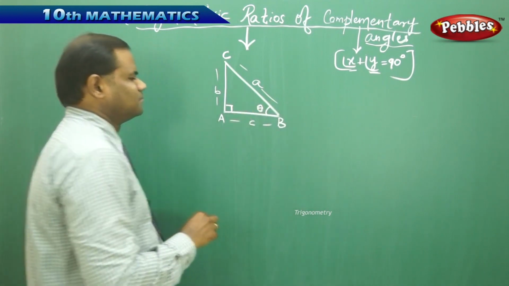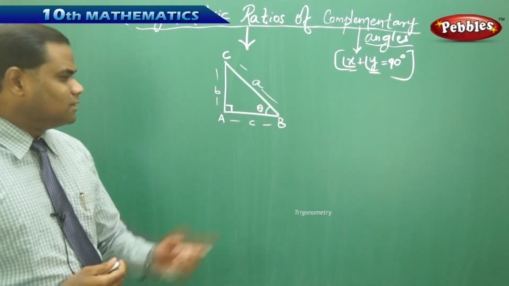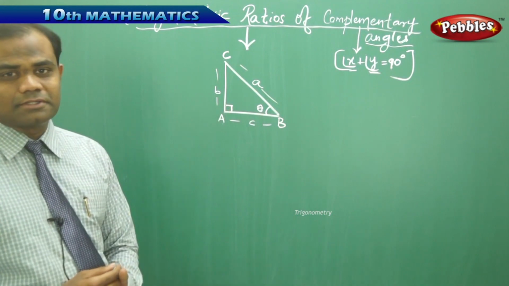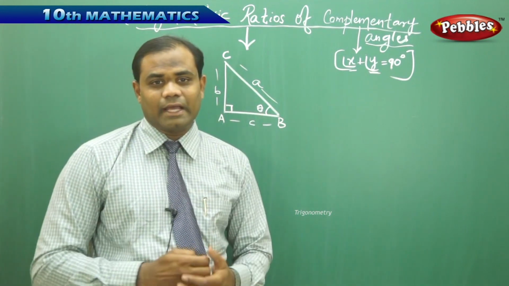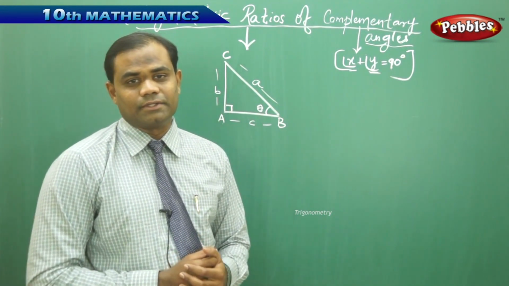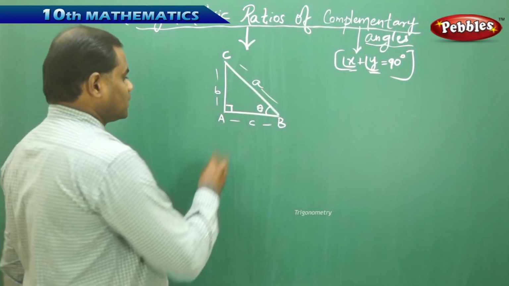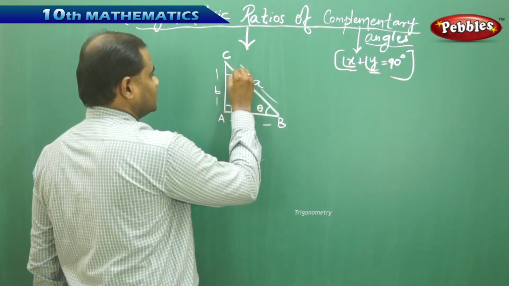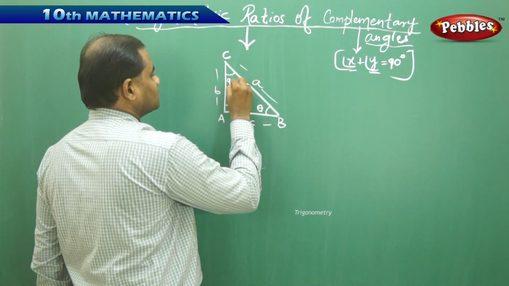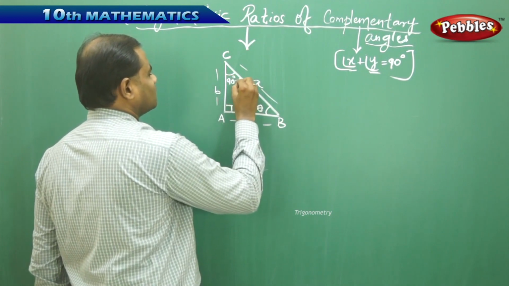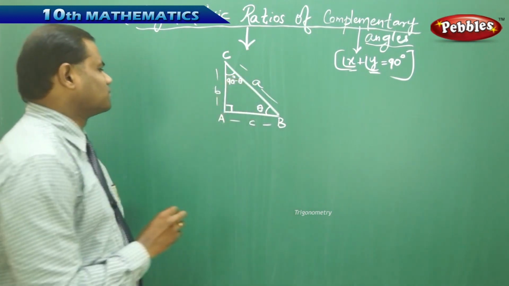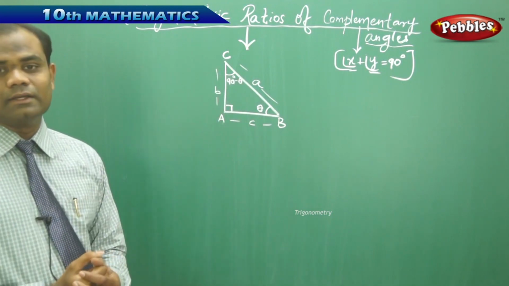Angle theta. Then if this is theta and this is 90 degrees, we know that the sum of all three angles of a triangle is 180 degrees. Therefore, this being 90 and this being theta, obviously this would be 90 minus theta is what we get for the third angle.